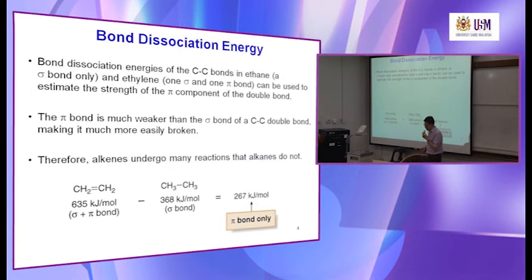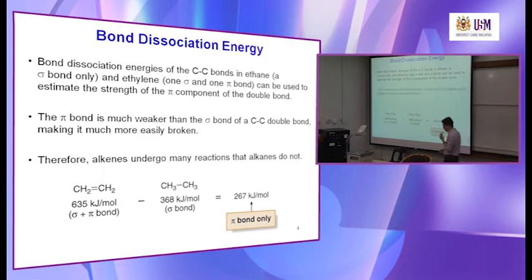This is a repeat. Bond dissociation energy. How do you know how strong is the pi bond? Because we know in alkene, you have a sigma bond here and you have a pi bond here. How do you know what is the bond energy for the pi bond? At first you need to know the bond energy of the sigma bond. This is alkane. This is alkene. So if you know the bond energy of this sigma bond, then you know the total bond energy of the alkene. So total energy minus the sigma bond, you will get the bond energy for pi bond.